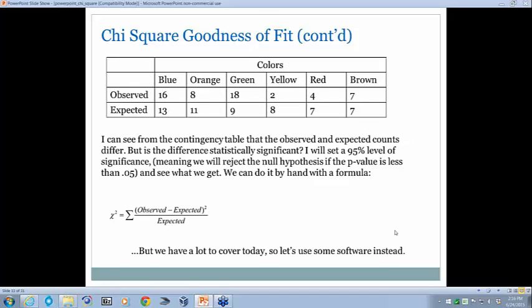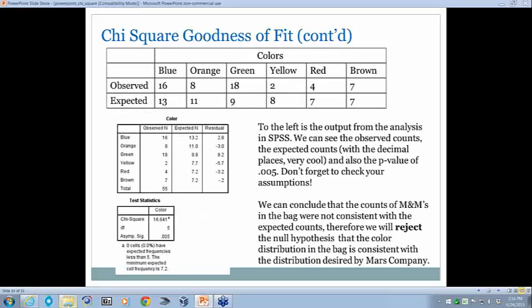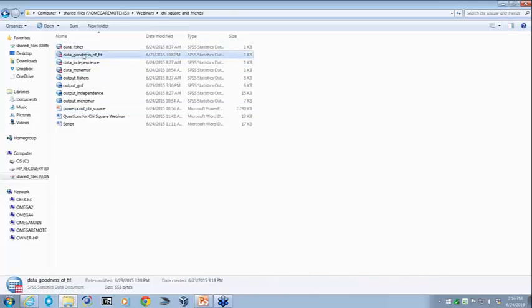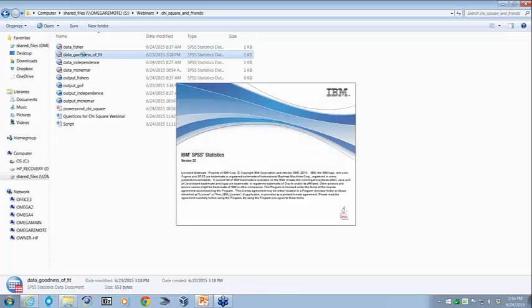I'm going to set it for a 95% level of significance, which means that we're going to reject the null hypothesis if our probability value, or our p-value, is less than 0.05, which is the standard. And we could use that formula, but we have a lot to cover today, so I'm not going to do that. We're going to use some software instead. So let's go in and do that. So I'm going to go in and get my data here for the goodness of fit. I already put them in here, so let's warm up SPSS here.